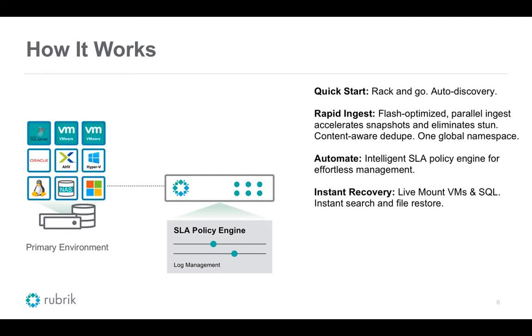So with just a single click, users can instantly recover virtual machines, be it Hyper-V or VMware, as well as SQL databases by booting that virtual machine disk file or that SQL file directly on the Rubrik system. So no additional storage provisioning is required because it is a hyperconverged model if you're purchasing one of our plug-and-play appliances.